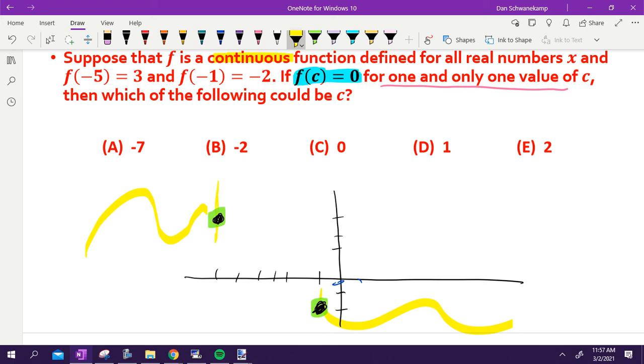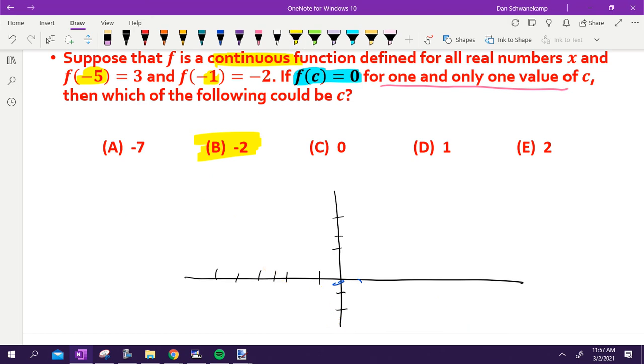Between these two numbers. Because if I go from positive to negative, the only way I can go from a positive value to a negative value is if I cross it. And if I cross it, that's the only time I can cross it if it's continuous. So it has to be some number that would fall between negative 5 and negative 1. The only one that makes any sense is negative 2. Questions there? Cool. Let's try the next one.